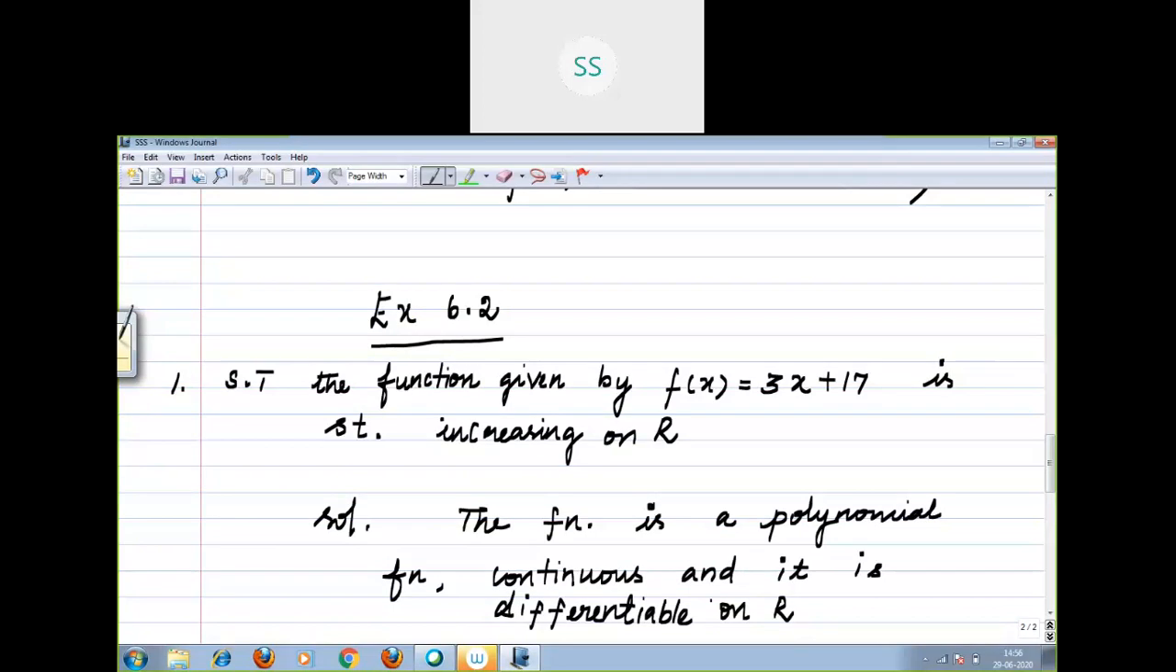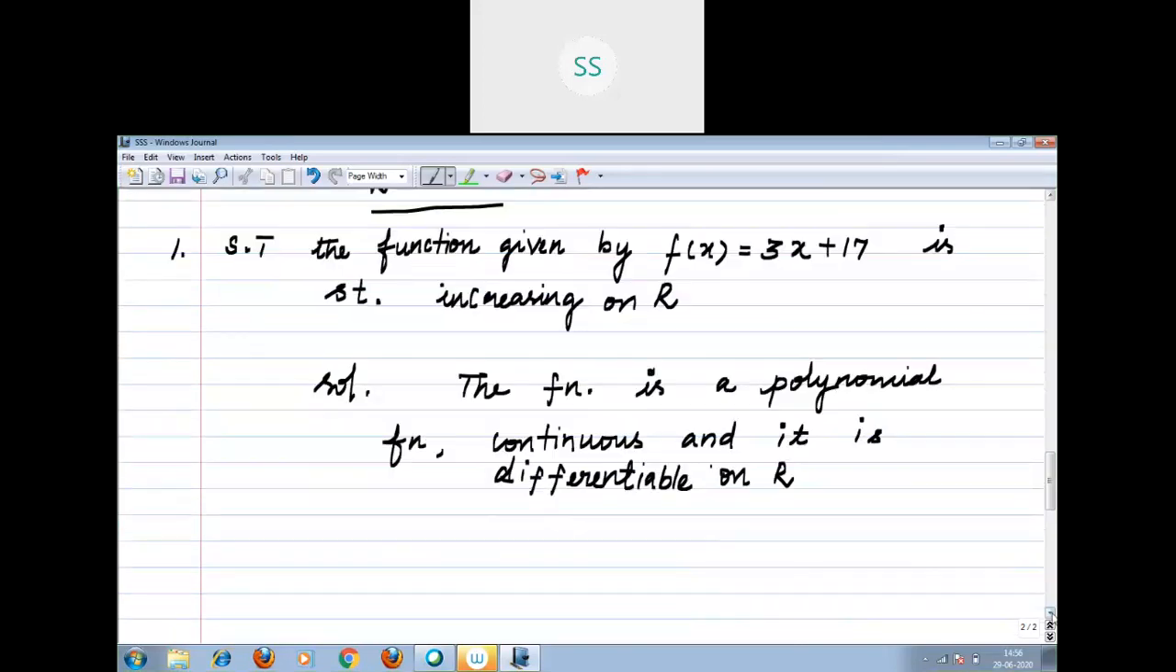That means what is your domain? It is the real numbers, minus infinity to plus infinity. The next step: f dash of x equal to. When you differentiate what is given in the question, f of x equal to 3x plus 17, right? F dash of x, the next step I'll write. One minute.